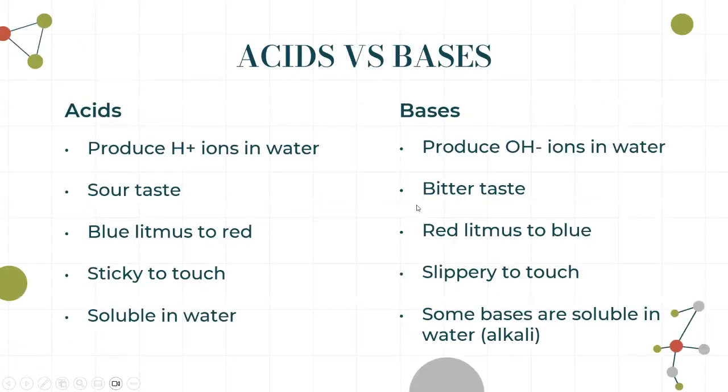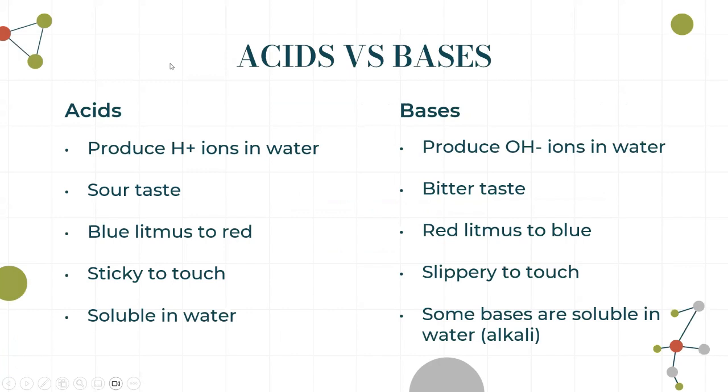Now let us look at the difference between acids and bases. So acids usually produce H plus ions in water, and bases produce OH minus ions in water. Acids usually have a sour taste, whereas bases have bitter taste. For example, when you taste lemon juice, it tastes sour, right?